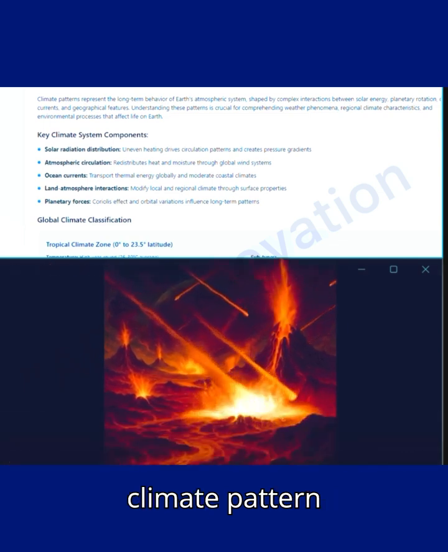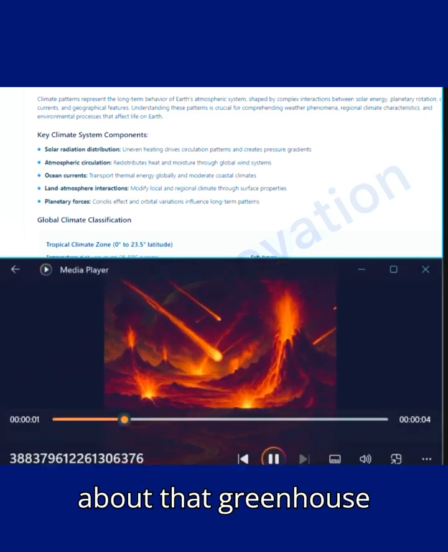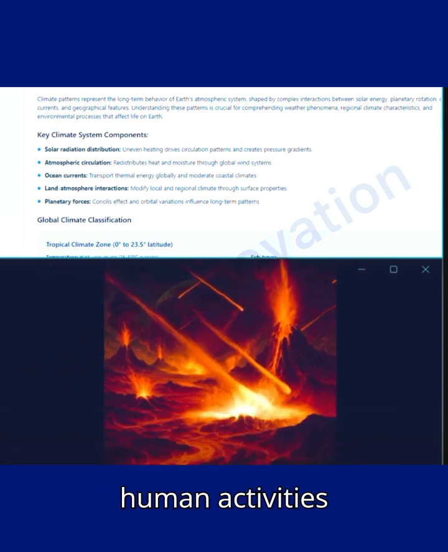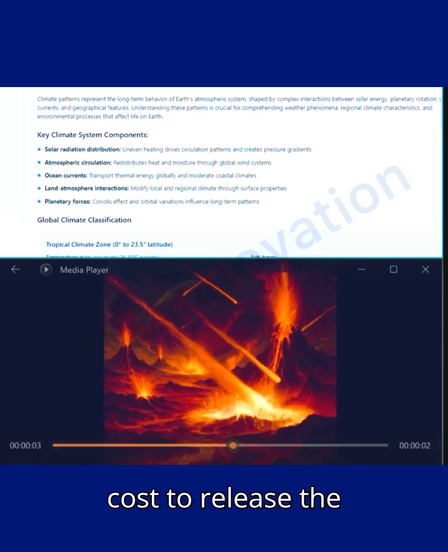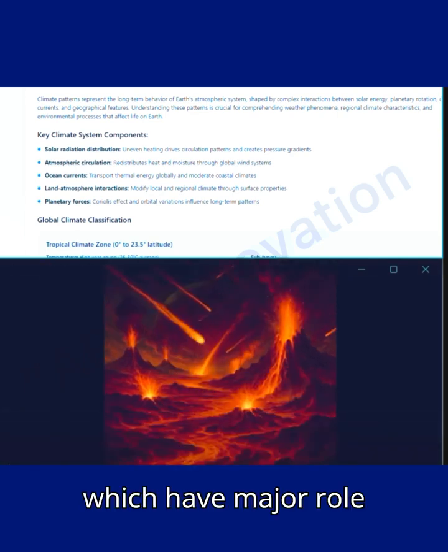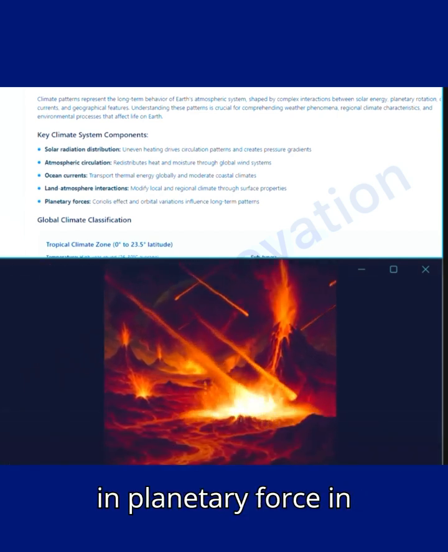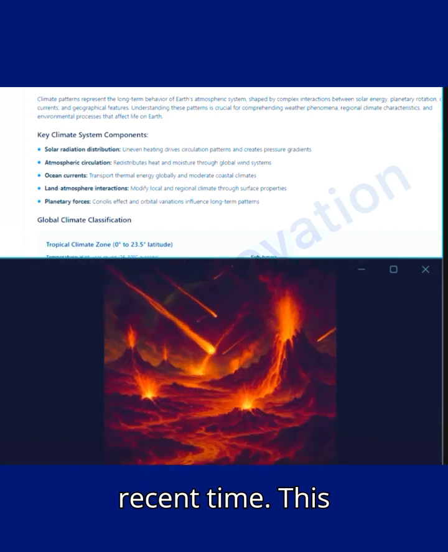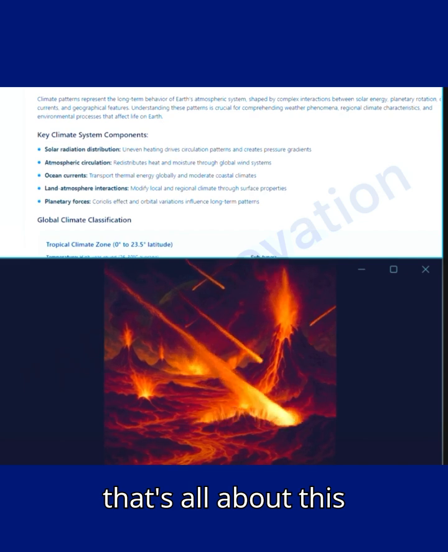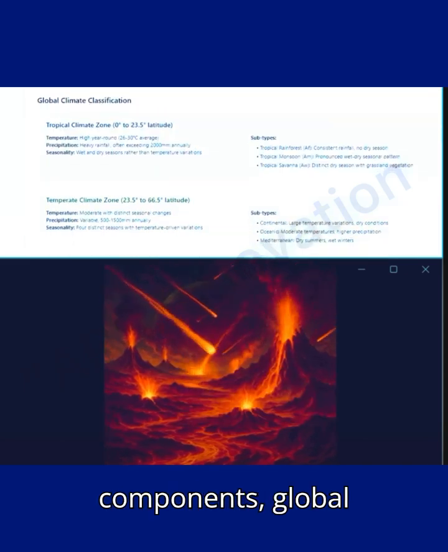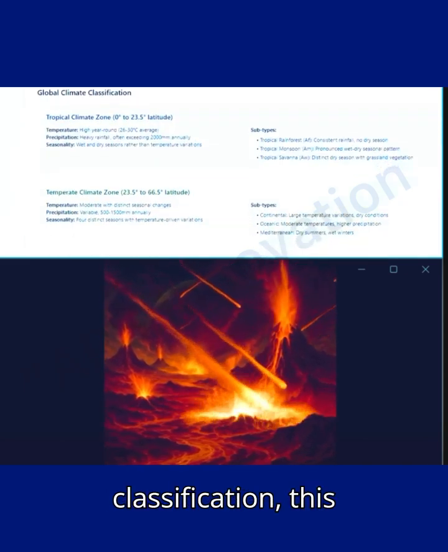Human activities also play a part in this climate pattern, because we have heard about greenhouse gases, correct? Human activities, especially the release of greenhouse gases, have a major role in planetary forcing in recent times. This alters the natural balance of the climate system. That's all about the key climate system components.